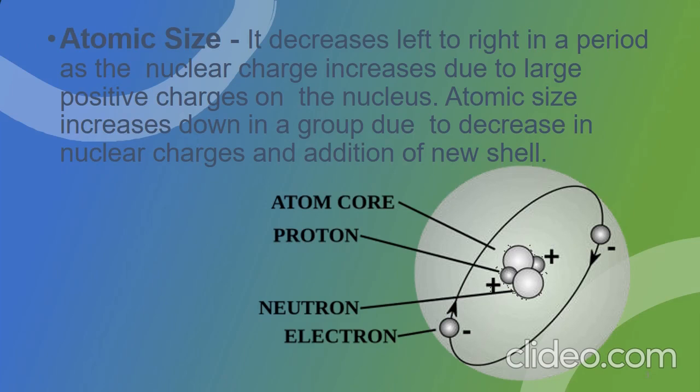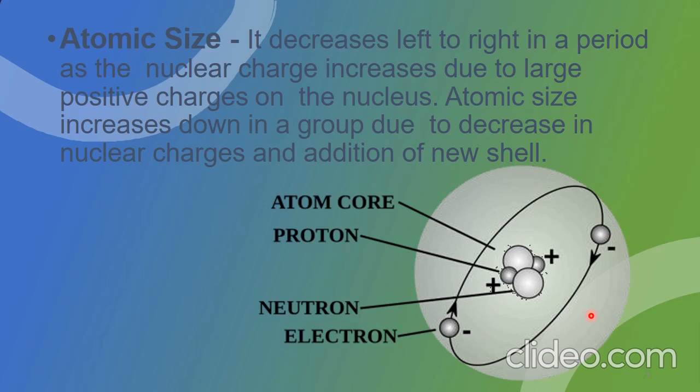Now talking about the second periodic trend, that is atomic size. So what is atomic size? The distance between the center of the nucleus and the outermost shell, that is the valence shell, is known as atomic size. If an atom is considered to be a sphere, the atomic size is given by the radius of the sphere and is commonly known as atomic radius.